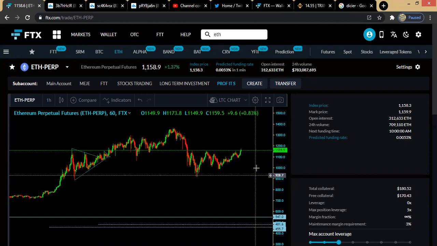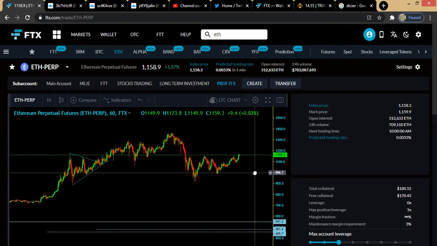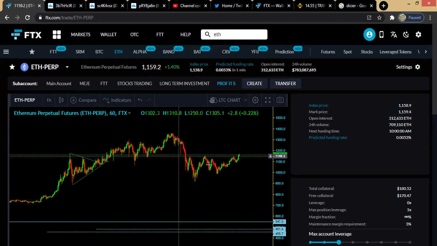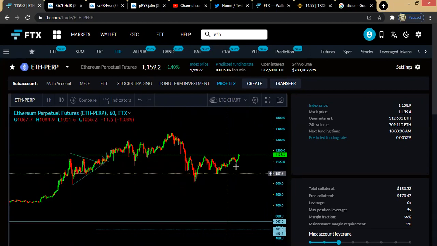All right, so I'm about to take this trade on a futures market. I'm about to trade Ethereum, so I decided to record it live. And this is the price action of Ethereum already. This is what the price is doing.